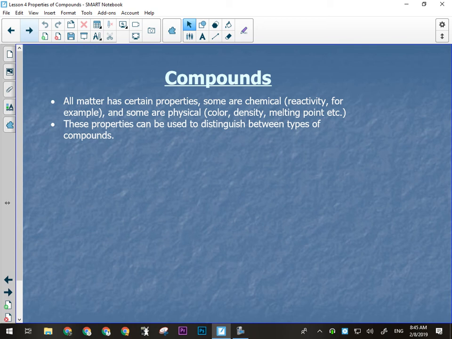All right. So some of the physical properties that we're going to be looking at are things like color, density, melting point, and solubility. Things of that nature. So there's lots of different physical properties that we will be examining for these unknown compounds.